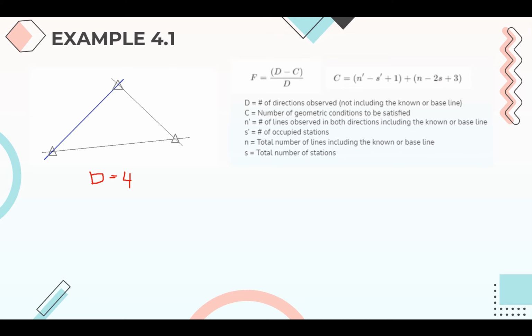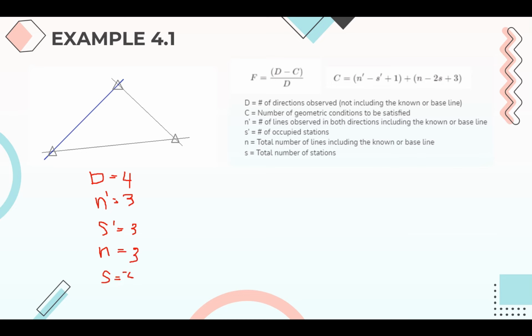So we need the N prime, the S prime, the N, and the S. Okay, so how many is our N prime? So the blue is included. So how many lines do we have? 1, 2, 3. So N prime is 3. Our S prime is the number of occupied stations, which is 1, 2, 3. Okay, so our S prime is also 3. And then our N, again, is 3, right? And our S is 3.